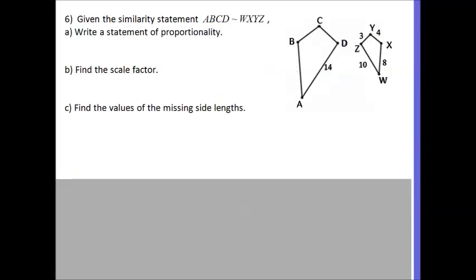In our next example, we are given the similarity statement, polygon or quadrilateral to be exact, ABCD is similar to WXYZ, and we are supposed to write a statement of proportionality. When we do that, we take a similarity statement and we go from left to right. So AB is corresponding to WX, and that has to be equal to BC over XY, which has to be corresponding to CD over YZ, and then last but not least we got AD, which is corresponding to WZ.